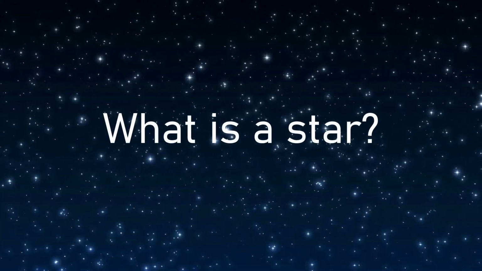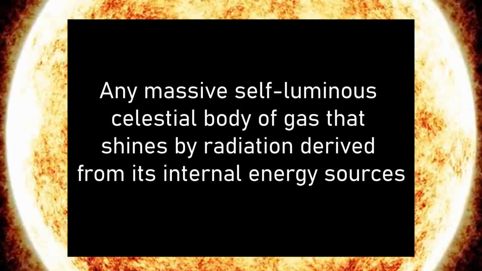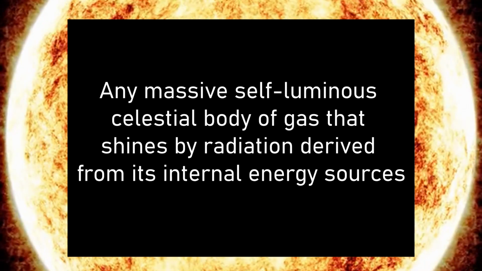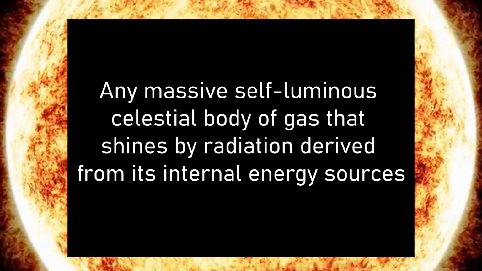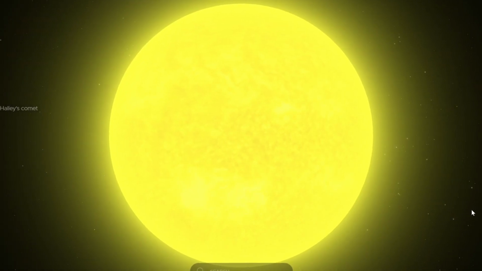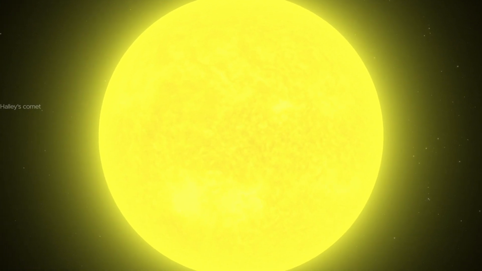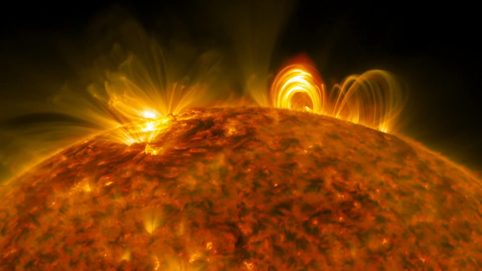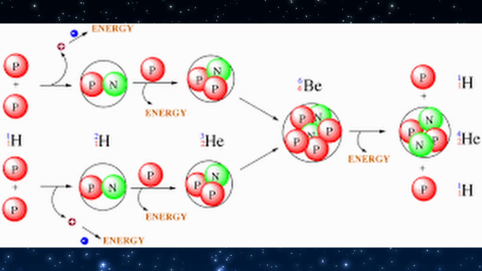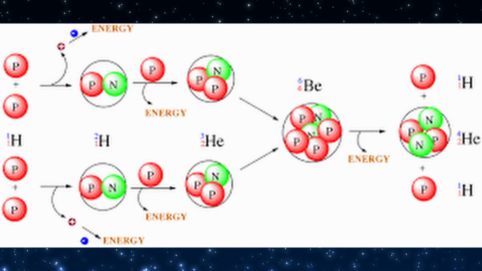So, definition number 1. A star is defined as any massive self-luminous celestial body of gas that shines by radiation derived from its internal energy resources. Basically what that means is a star is the objects in space that are lit up by the chemical reaction from within, and that chemical reaction is called nuclear fusion.